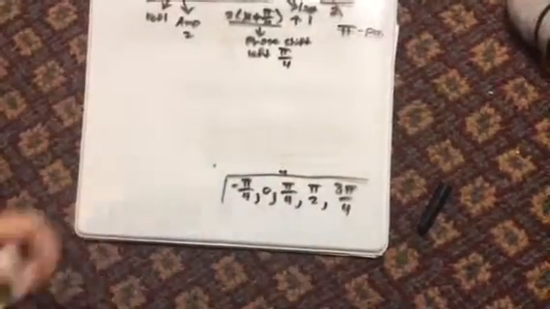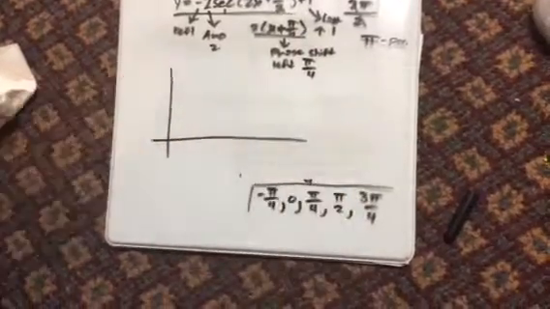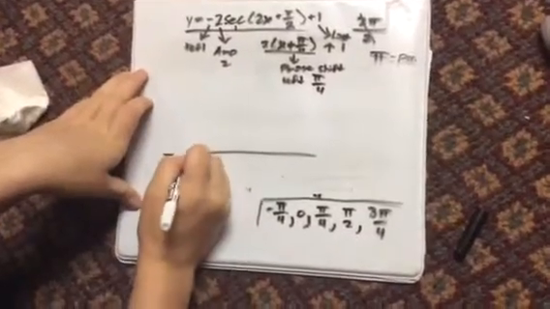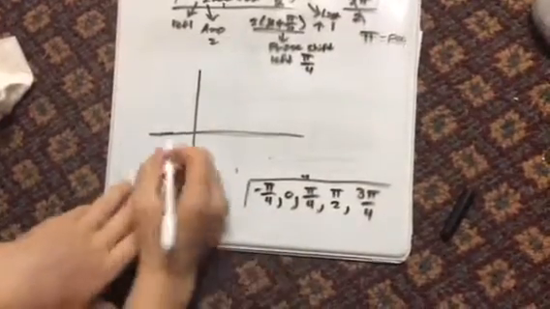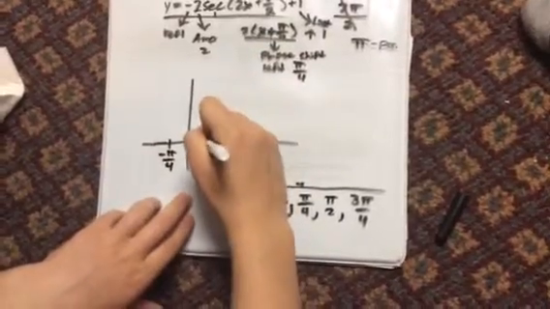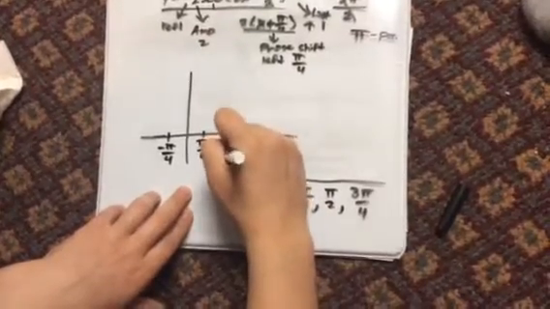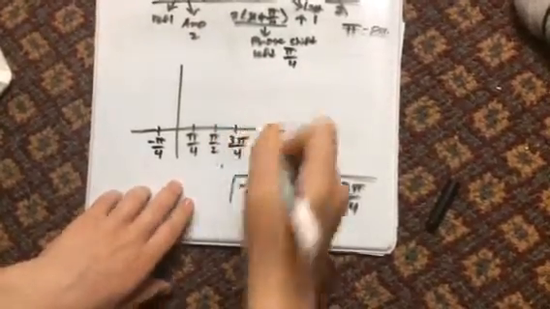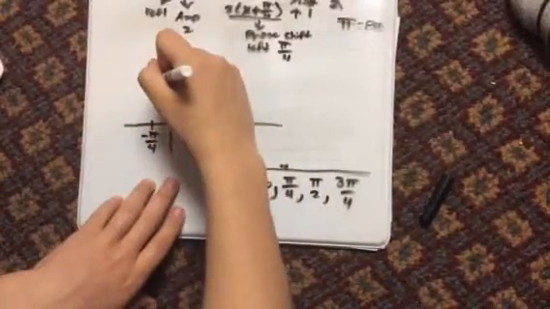Okay, so let's get to our graph. Okay, so let's go ahead and plot these points down. So we have a negative pi over 4, 0 right there. Then we have a pi over 4. Okay, then a pi over 2. And then a 3 pi over 4. Now, the cosine graph, originally, it looks like this.